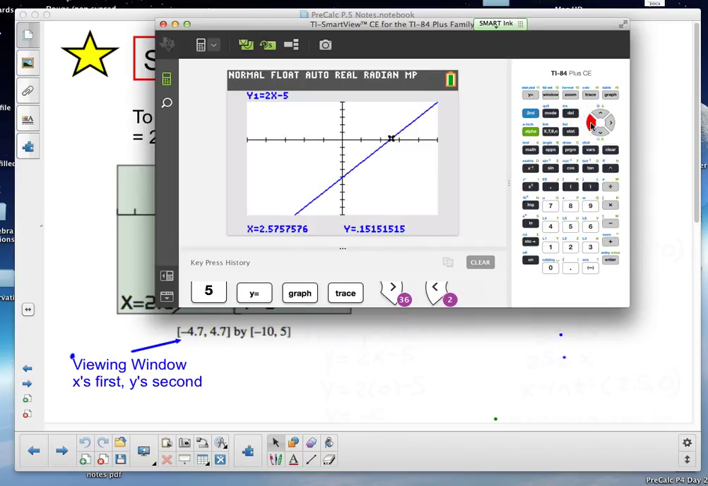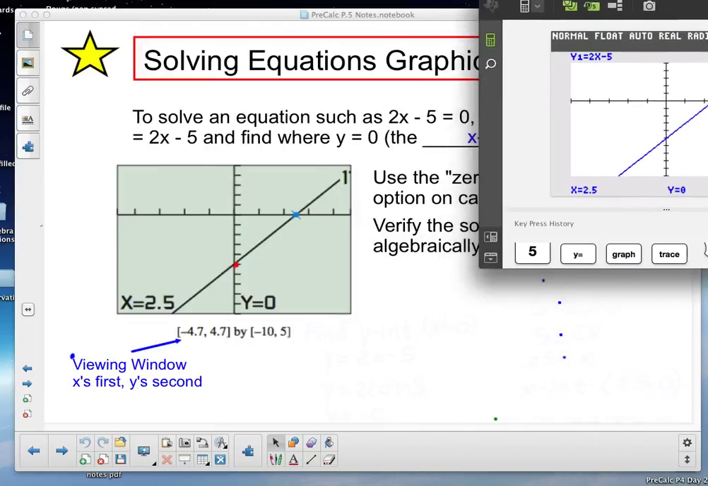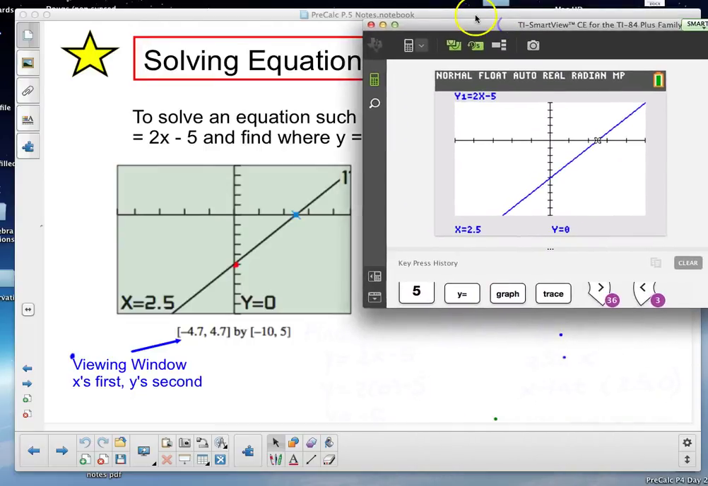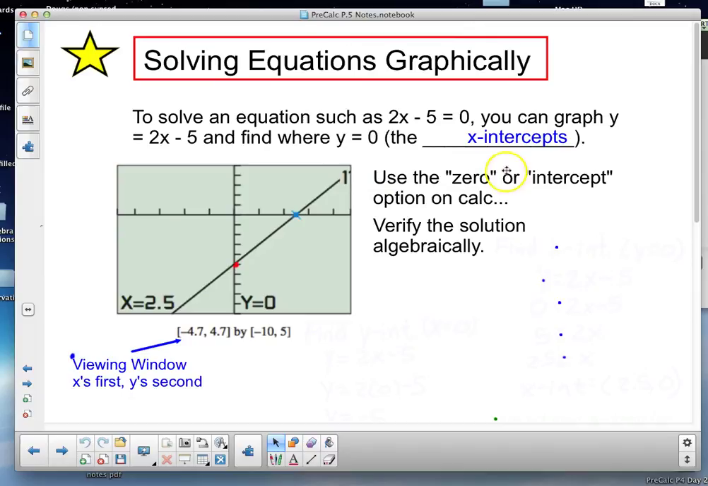Now, if I set this up right, or if it's really nice, if my window's big enough, I can actually see a 0 come in. 2.5, y equals 0. And I'm very confident that you've used this before. So now, as we're going along with the other information here, you can use the zero or intercept option on the calculator.